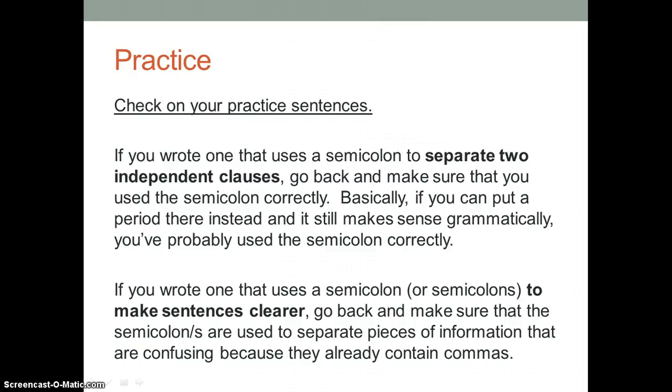Alright, so if you have any questions, call your teacher over. Otherwise, hopefully you feel pretty confident about the semicolon rule.